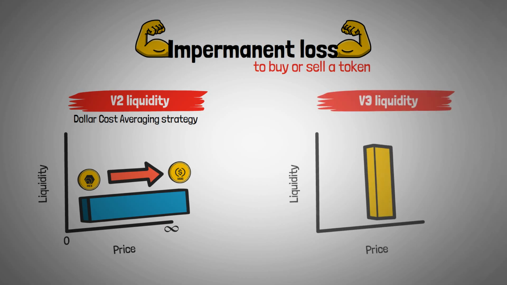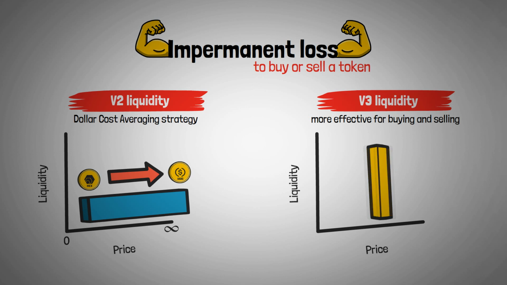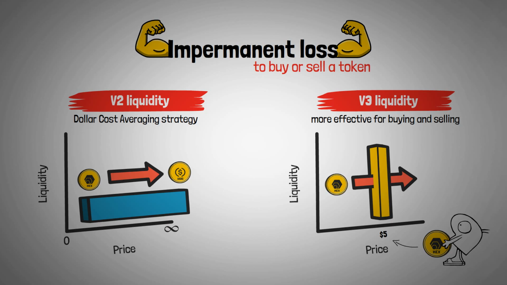With V3 liquidity, you can set discrete ranges, making it much more effective for buying and selling. The tighter you set your range, the faster the price moves across it, leaving you with your desired token. For example, if you want to sell HEX at $5, you would need to put your HEX in a very tight liquidity position just within that price range. When the price hits your range, your position can move very quickly from 100% HEX to 100% USDC.